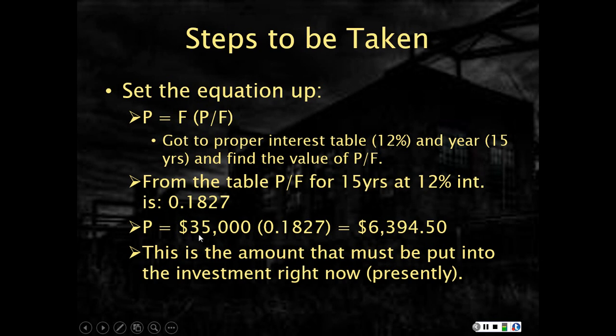So when I go back to the formula, I take my future value that I want, multiply it by the 0.1827 from the table, and the present value I get is actually $6,394.50. This is what I'm going to have to take down to the bank today, or wherever, invest it, and at 12% interest in 15 years, that's going to end up with $35,000 after 15 years. Anyway, that's how this works.